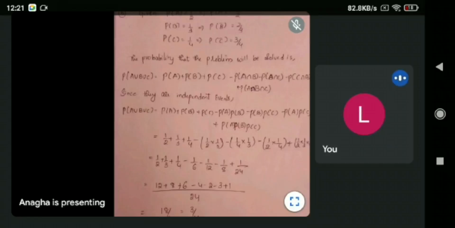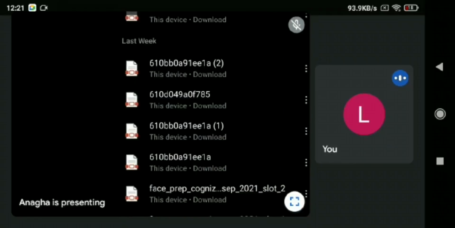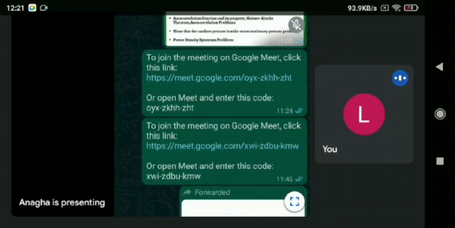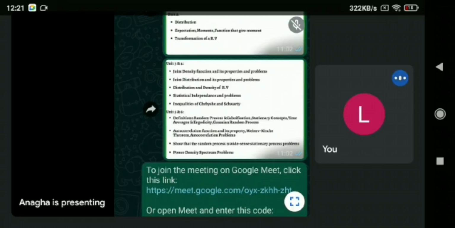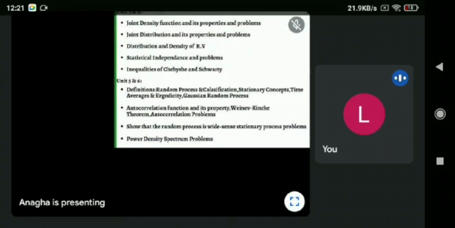Hence, this is one of the previous papers which we have discussed. What we have observed is that the paper mainly focused upon the important topics which we have discussed: from unit 1 there is one question on total probability, and from unit 2 the problems were given from joint density function and distribution function.